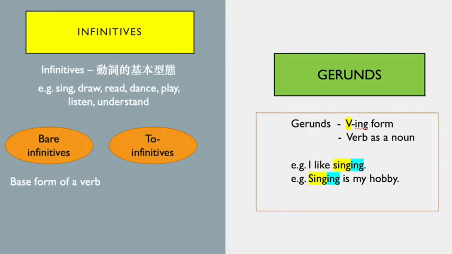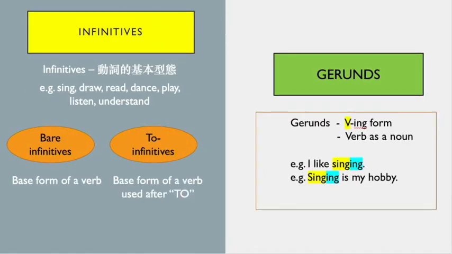And there are two types of infinitives. The first one would be bare infinitives, 即係解動詞嘅最基本啦, bare 即係基本, and the second one would be to infinitives. So to infinitives 咧都係解動詞嘅基本形態，不過咧佢就喺 to 後面用嘅. Okay? 基本上就有呢兩隻啦, bare infinitives 同埋 to infinitives.